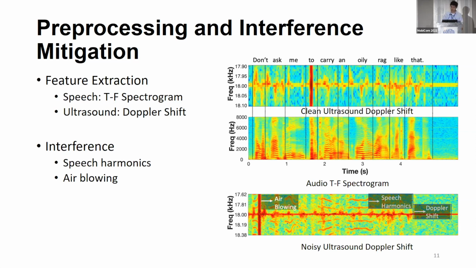Second, we find that when we say some specific phonemes like this, we are always blowing air, which will try to saturate your microphone. So it will generate a very specific tone there. And we try to harness this as part of our features to characterize the period of specific phonemes.